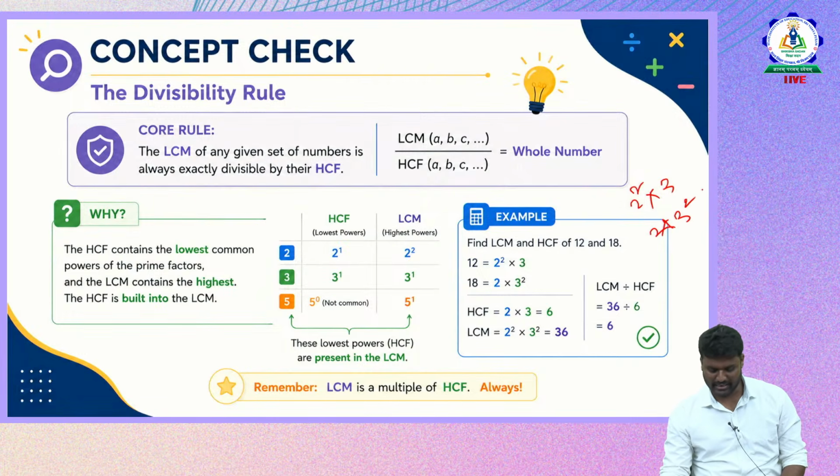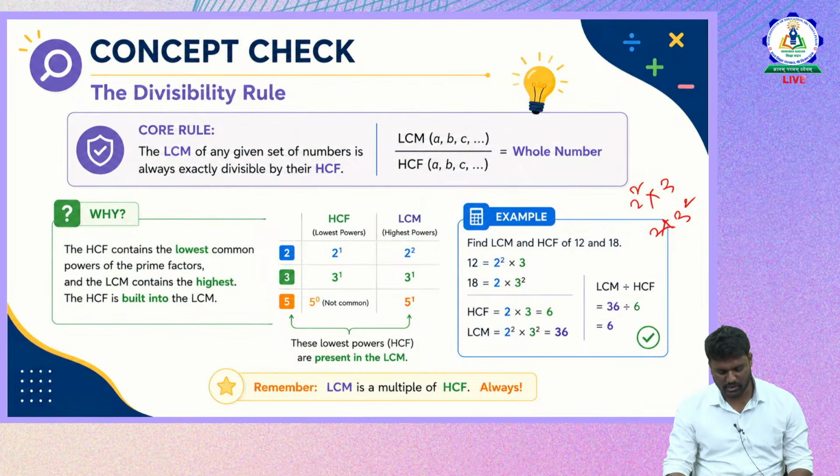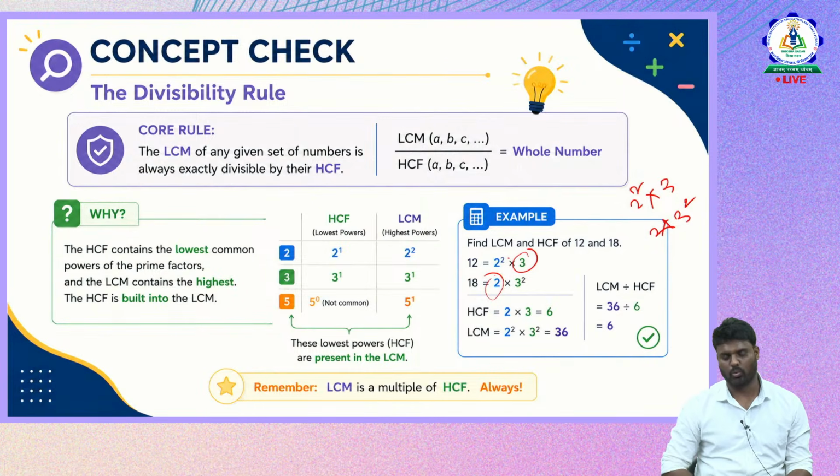For the HCF, we need to remember that we take the lowest powers. What are the lowest powers from these numbers? 2 to the power of 1 and 3 to the power of 1. So the HCF is 2 into 3, which becomes 6.